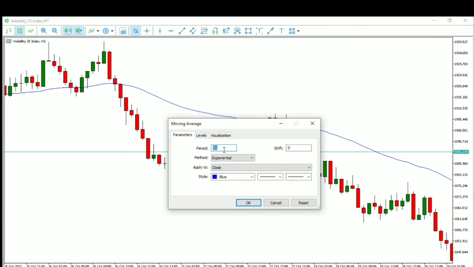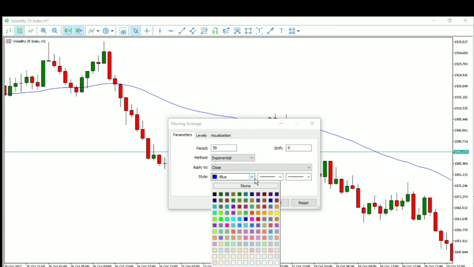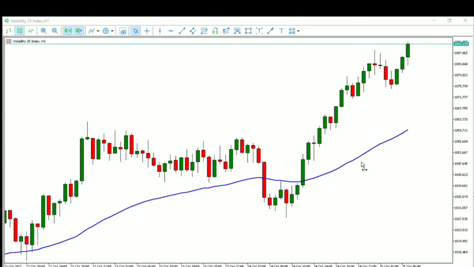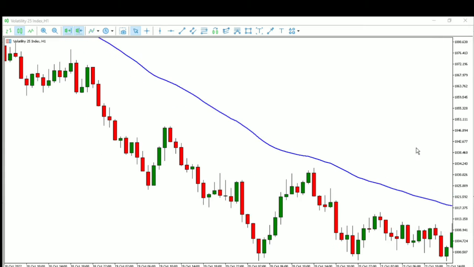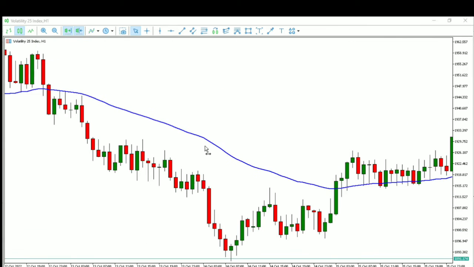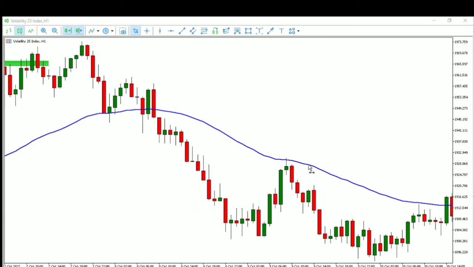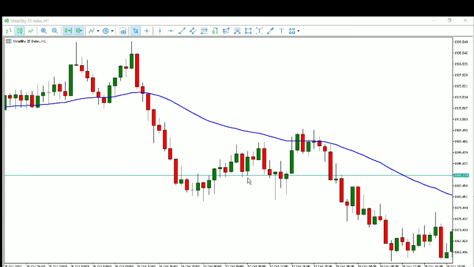So you can see period 50, and then we can change, let's just make it a little bit thicker so that you can see it very clearly. So as you can see, this is the 50 period moving average that is right here, which we are going to be using for our trades. Going to be using price action and also the moving average. So we want to see the market which is moving below the 50 period moving average.